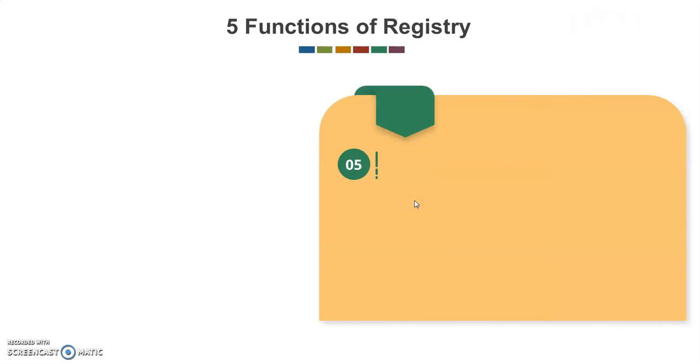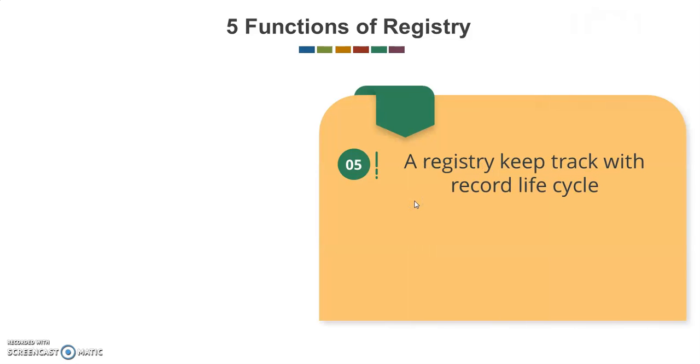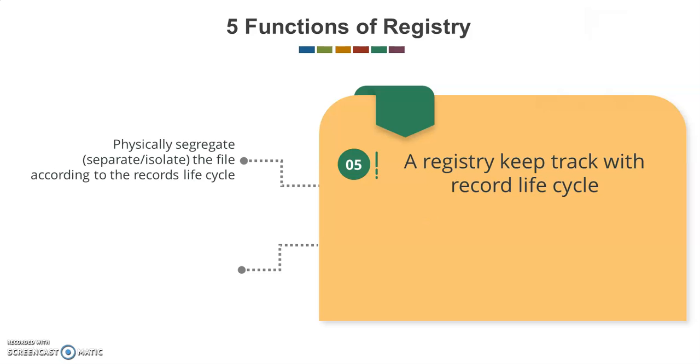And lastly, the function of the registry is to keep track of the record life cycle. If you still remember in the previous lesson, you did learn about the life cycle of the record and the three phases involved in a record's activity. So basically, the function of the registry is to ensure there is a physical segregation, which is the separation or isolation of the files according to the record life cycle.